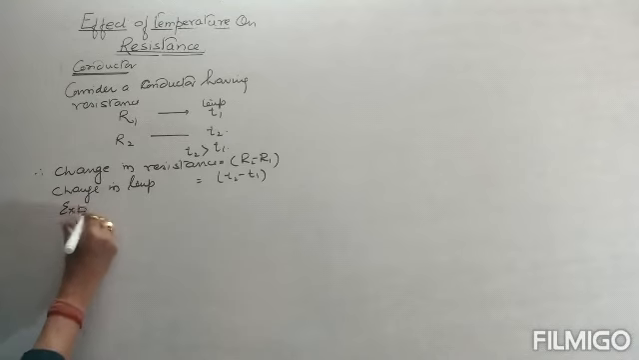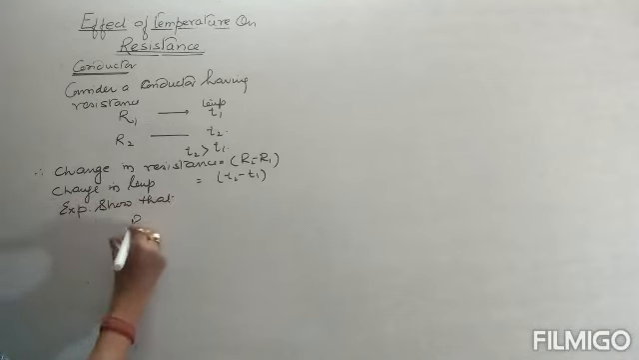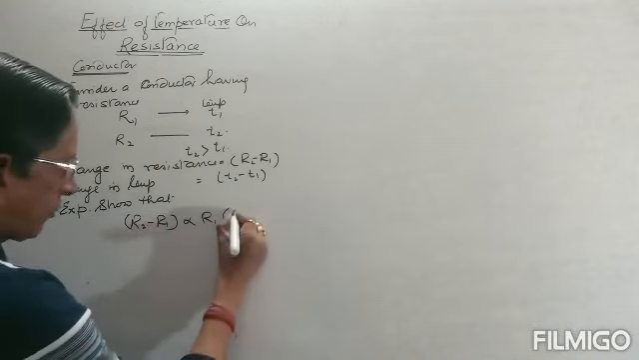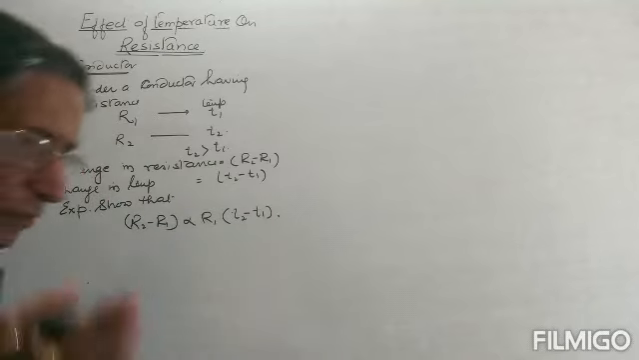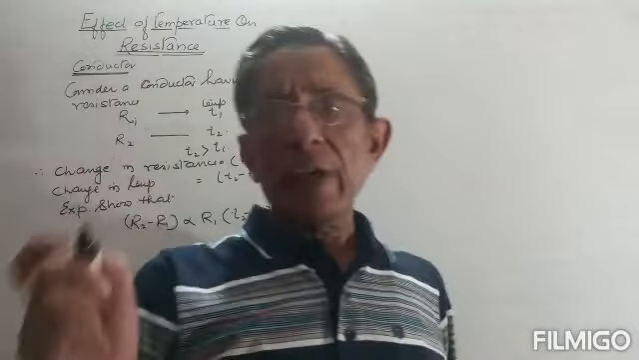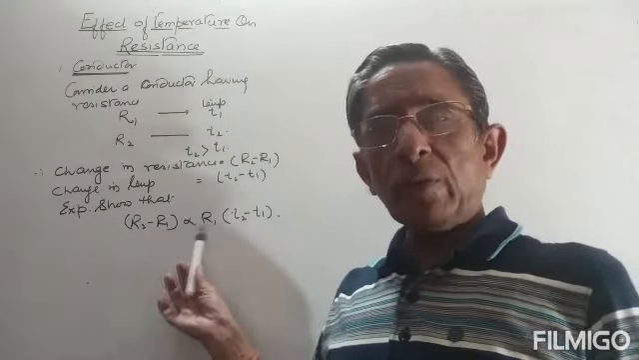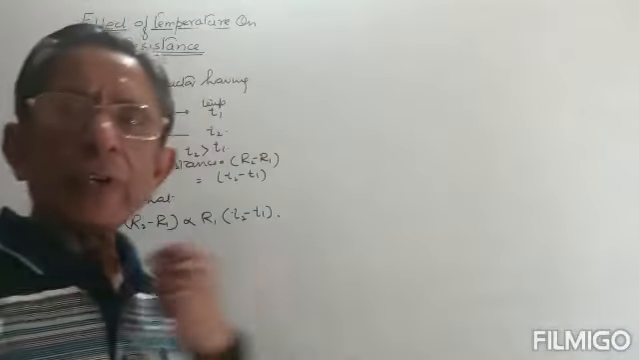Experiments show that change in resistance is directly proportional to initial resistance as well as change in temperature. It is an experimental observation that resistance increase is directly proportional to initial resistance as well as change in temperature.